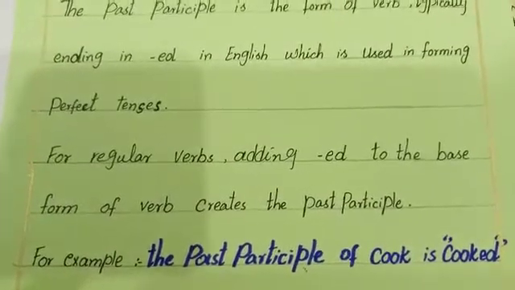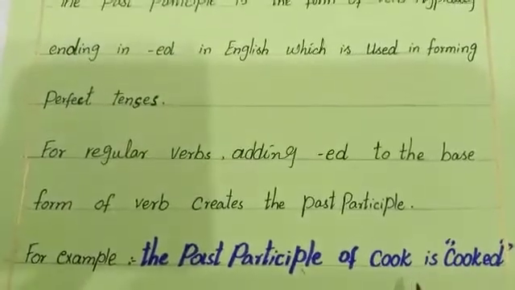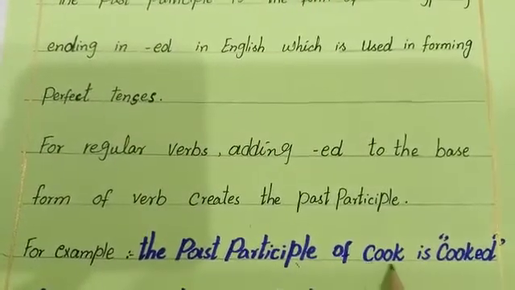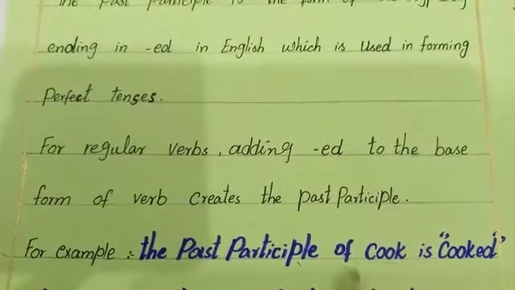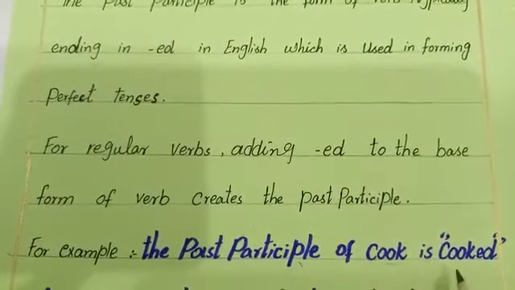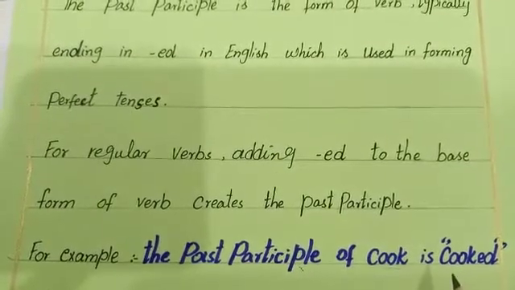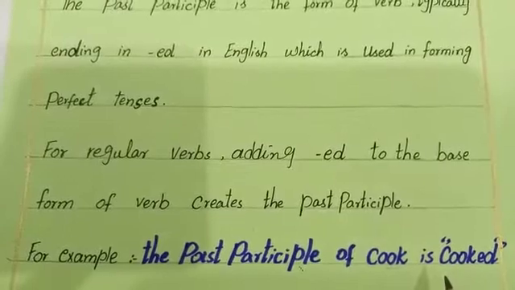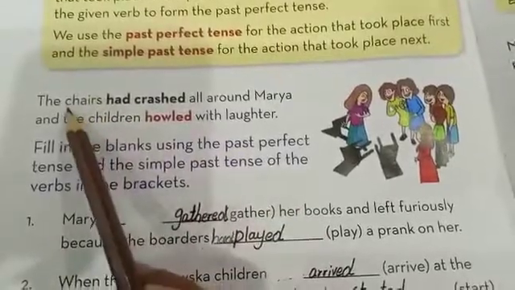For example, the past participle of cook is cooked. Cook is the first form of verb or base form of verb, so the past participle will be cooked. There are many other past participles given in your workbook that we will read later. One example is given here.